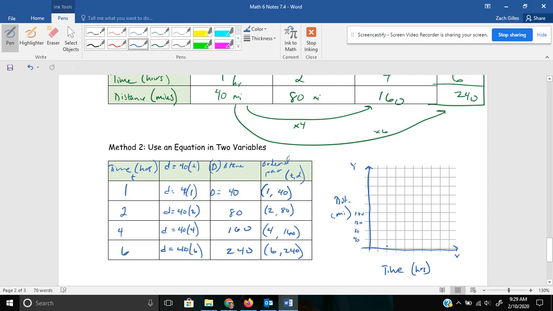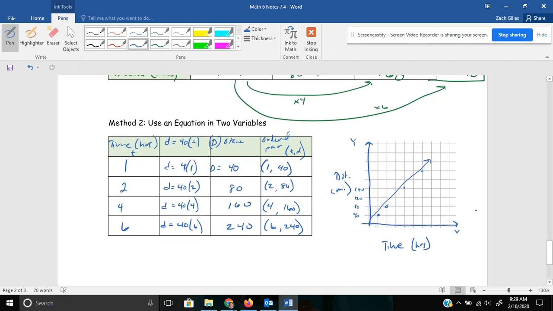All right, 1 hour, I went 40 miles. 2 hours, I went 80 miles. 4 hours, 1, 2, 3, 4, I went 160. And 6, so 5, 6, I went 240. So this would be 200 and then 240 right here. And you can see we've got a nice linear line. Pretend that I actually connected those dots. But what that is representing is that I'm going 40 miles per hour.